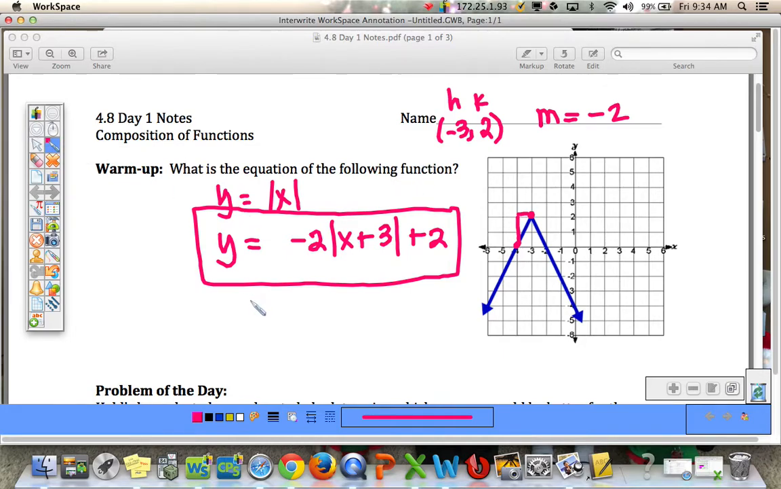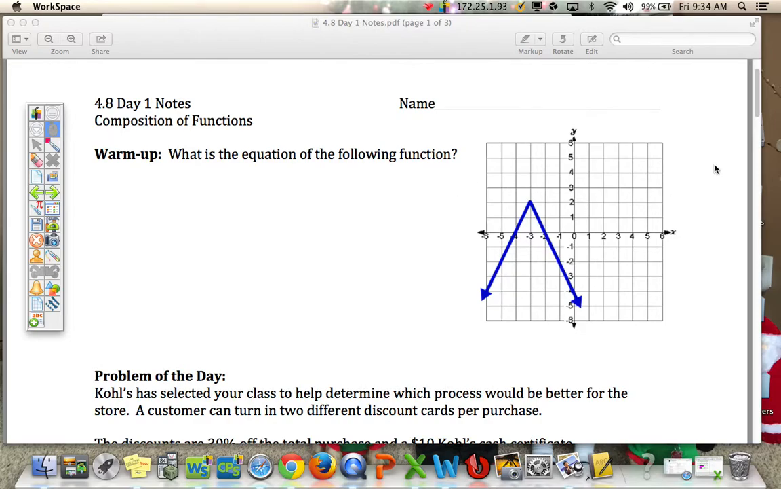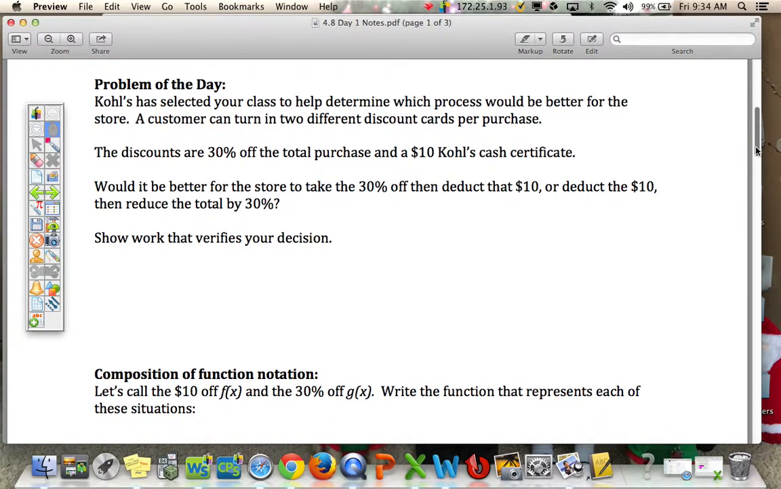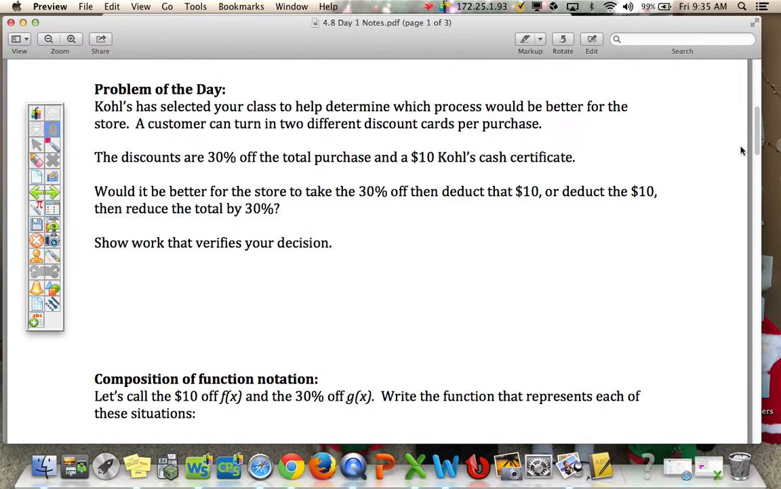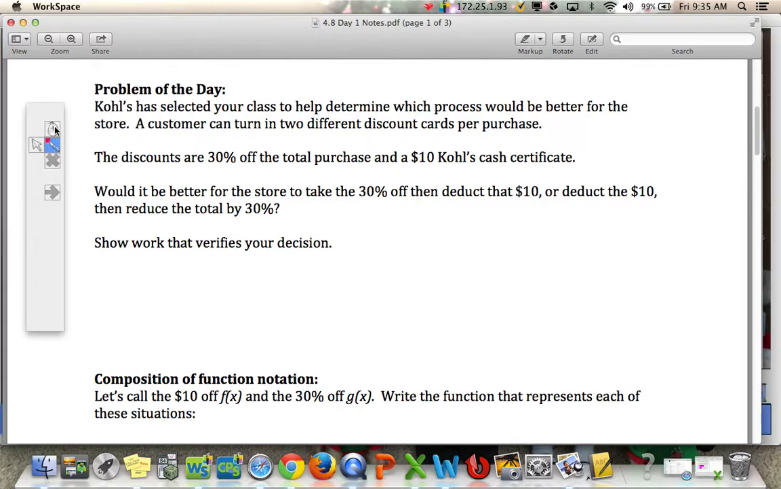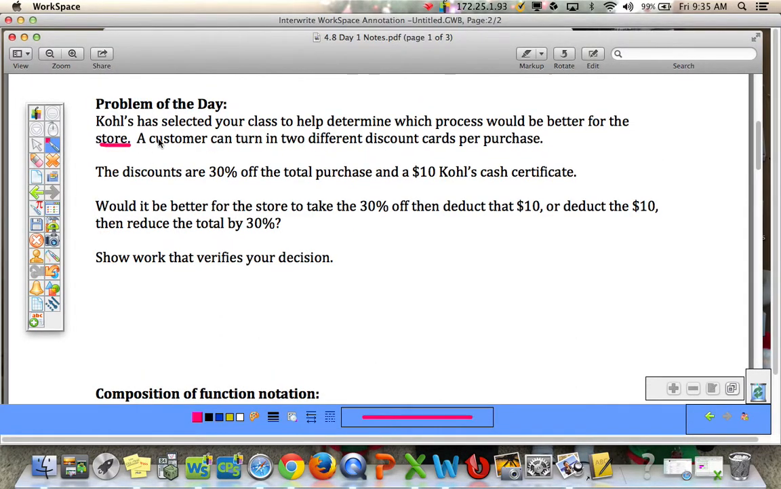Here's our problem for the day. Maybe I'll just start over. Kohl's has selected your class to help determine which process would be better for the store. A customer can turn in 2 different discount cards per purchase. So this is for the store. The discounts are 30% off the total and a $10 Kohl's cash certificate. Would it be better for the store to take 30% off first and then deduct the 10, or deduct the 10 and then reduce by 30%? So I'm going to give you guys some time in class to try to figure that out. Show work that verifies your decision.